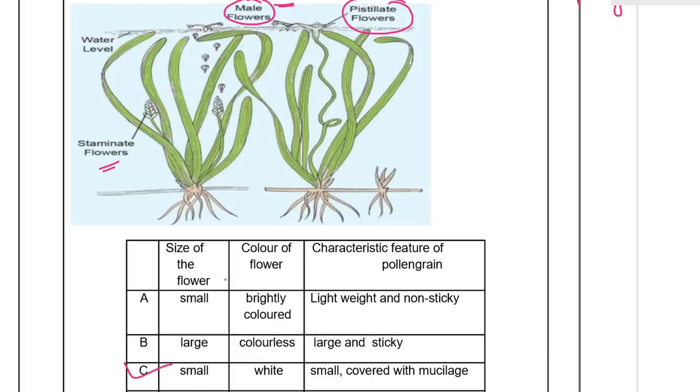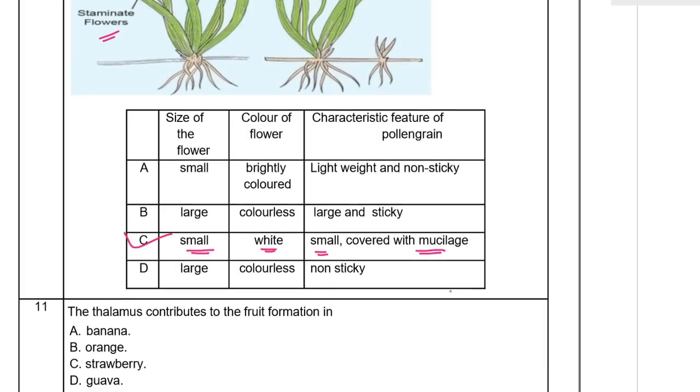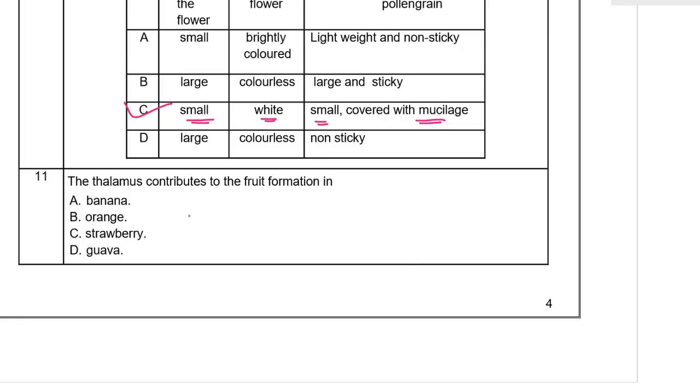So the correct answer for this is option C. That is, size of the flowers are small, color of the flower should be white, and as for the characteristic feature of pollen grains, they should be small and they should be covered with mucilage. Okay, so option C is the correct answer. Question 11. The thalamus contributes to the fruit formation in, so fruit formation from the thalamus would be strawberry. It is not banana, orange, guava, it is strawberry. So the thalamus contributes to the formation of fruit in the case of strawberry.